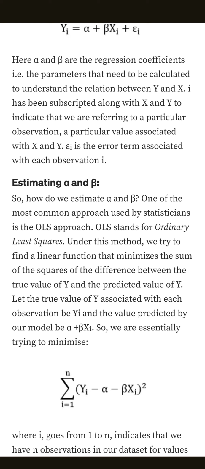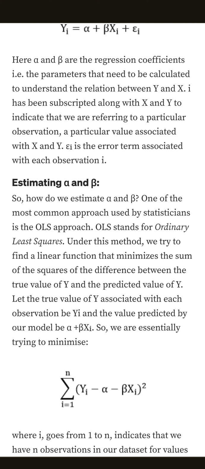One of the most common approaches used by statisticians is the ordinary least squares approach. The OLS stands for ordinary least squares. Under this method, we try to find a linear function that minimizes the sum of the squares of the difference between the true value of big Y and the predicted value of big Y.